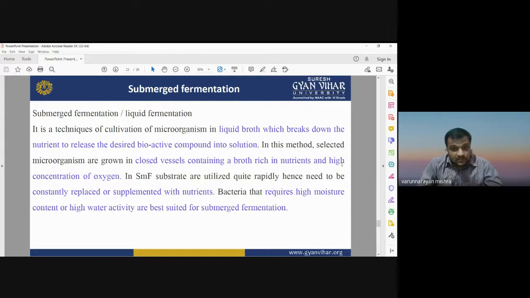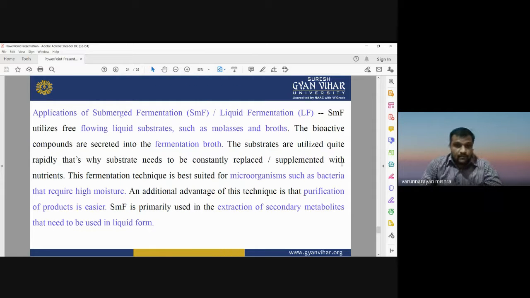Submerged fermentation basically requires some liquid. So it requires high moisture content and high water activity, which is very useful for submerged fermentation. The applications of SMF, that is submerged fermentation: it utilizes free flowing liquid substrates such as molasses and broths. The bioactive compounds are secreted into the fermentation broth.